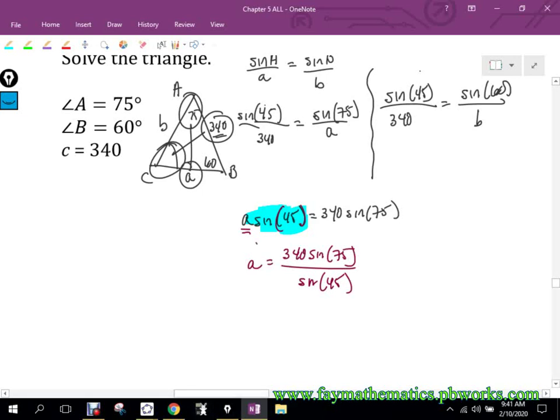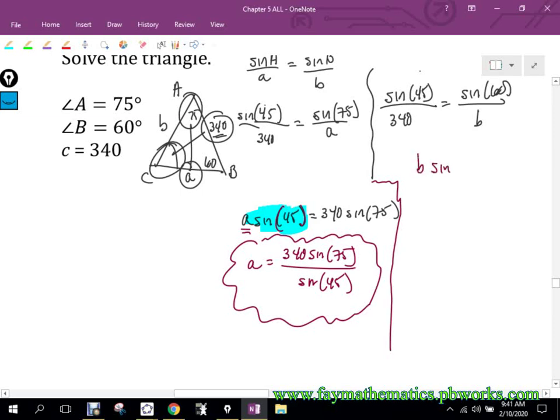Right now, we'll take our calculator and we'll evaluate that. Eventually we won't have to use a calculator, because eventually we'll know what the sine of 75 is. It's like radical 6 minus radical 2 over 4, something like that. Kind of like what I'm going to do on the second one here. And the second one, we're not going to use our calculator. Cross multiply, B sine of 45, I get 340 sine of 60, right? B is going to be 340 sine of 60 over sine of 45. Everybody okay with that? Yeah. What's the sine of 60?